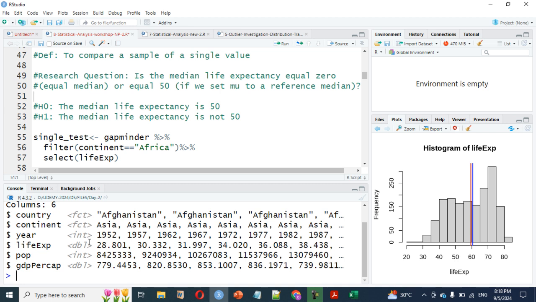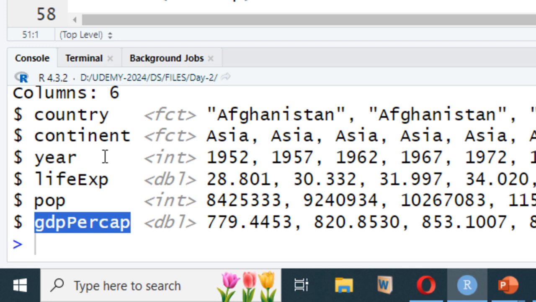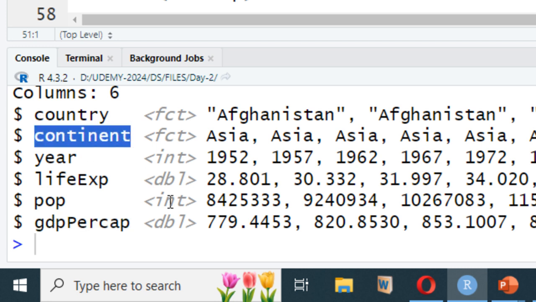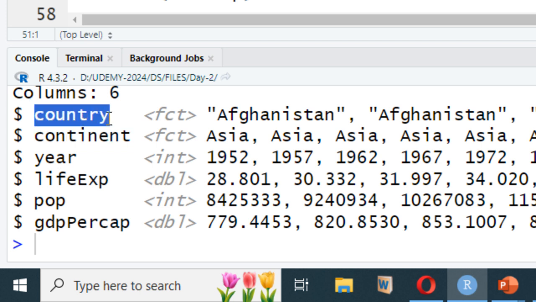Look at it again. We have country, we have continents, we have year, we have life expectancy, we have population, we have GDP per capita. So our major work we'll be looking at is life expectancy, income, which is GDP per capita, and also maybe sometimes we look at the continent as well, and sometimes country, as our group variable, factor variable.